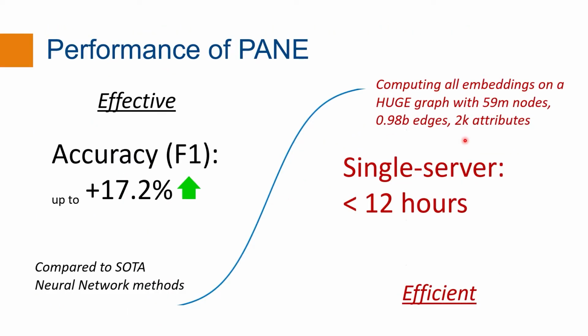So how is the performance of our proposed method PANE? In terms of effectiveness, we have compared our method PANE against several state-of-the-art methods, which mostly use neural networks. And we found that we are better in almost all the settings on all the datasets. In terms of efficiency, in our experiments, we have very big datasets. For example, this one has 59 million nodes, almost a billion edges, and 2,000 attributes. We have computed the embedding of all the nodes in this graph. It took us around 12 hours to finish everything.